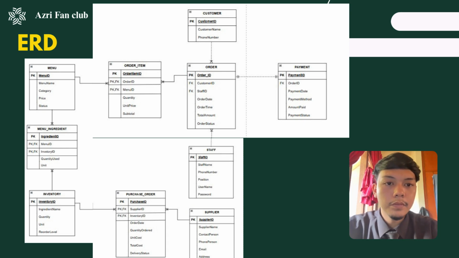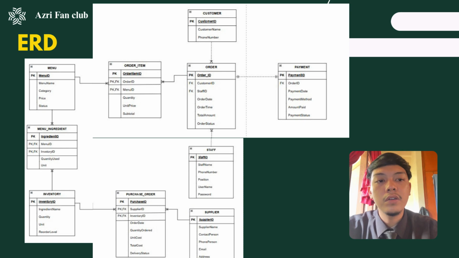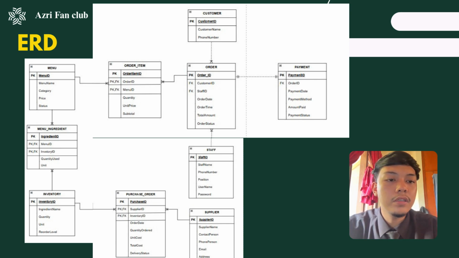Next, the order table has order ID as its primary key, and it is used as a foreign key in the order item table. This relationship means one order can contain many order items. The menu table has menu ID as its primary key, which is also a foreign key in the order item table. This shows that one menu item can appear in many order items, while each order item refers to one menu item.